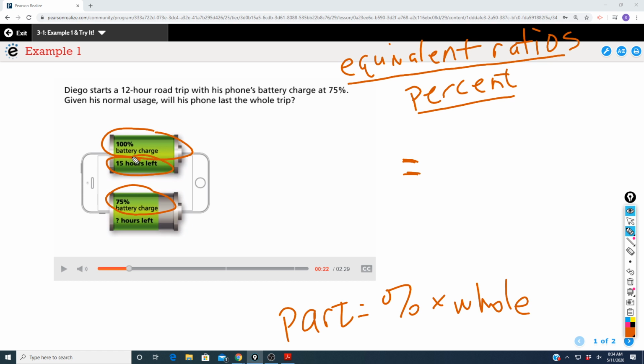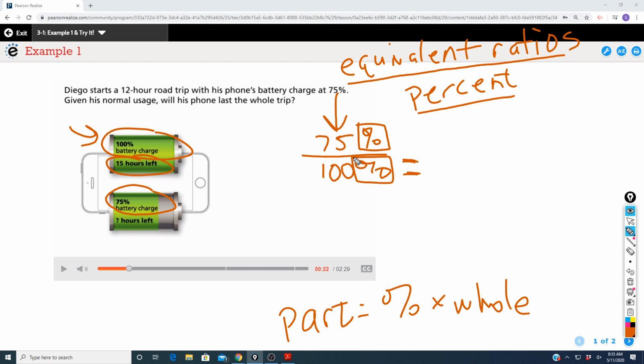If I were to set up one side of my equivalent ratios, I want to set up a ratio on the left side first. On the left side, I want to keep our information such as the battery charge. So I want to keep 75% over 100%. We're going to keep on the left side the percentages each part of our scenario represents.